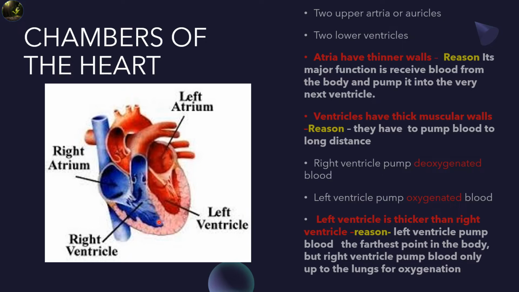Now you understood what the different chambers present in the heart are. Once again, there are mainly 4 chambers. 2 upper atria, that is left atrium and right atrium. Then 2 lower ventricles, left ventricle and right ventricle. Then the reasons also you have to remember.